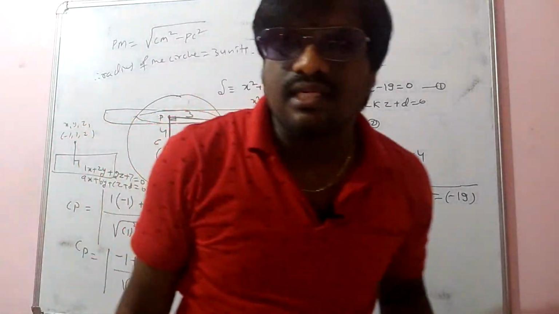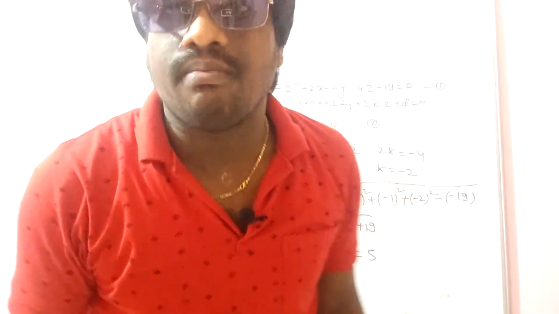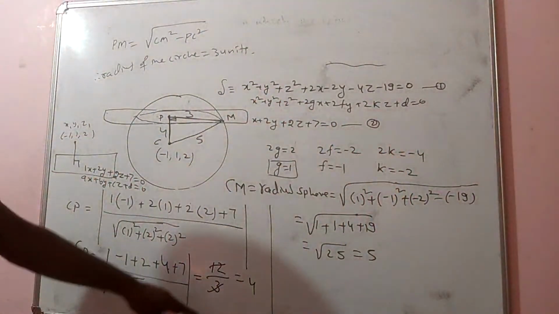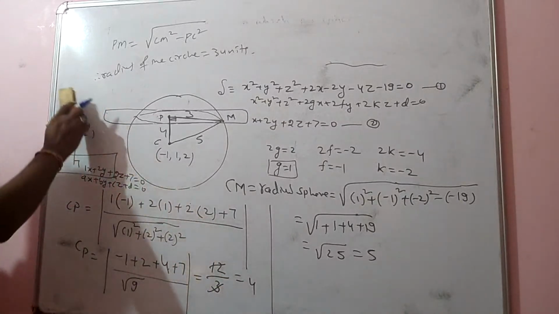Finally, we have completed this problem, and the answer Devraj gave is 3, Siddhant gave 12 by 3. 12 by 3, yes, that is 4. I have explained it to you. Thank you so much.